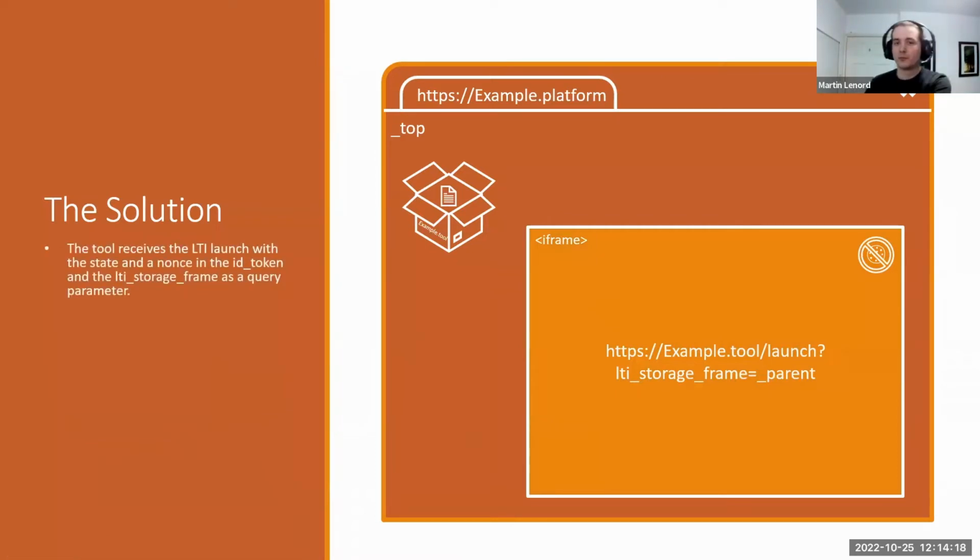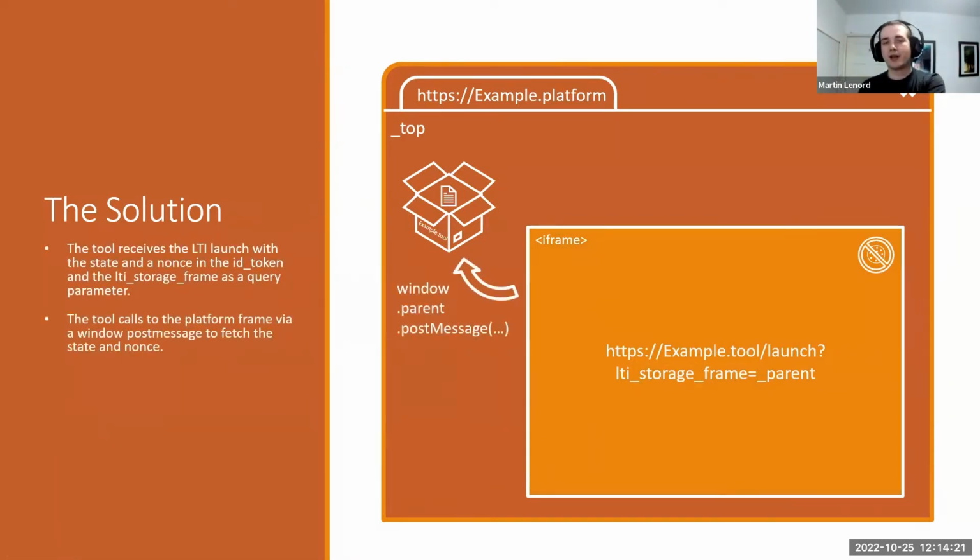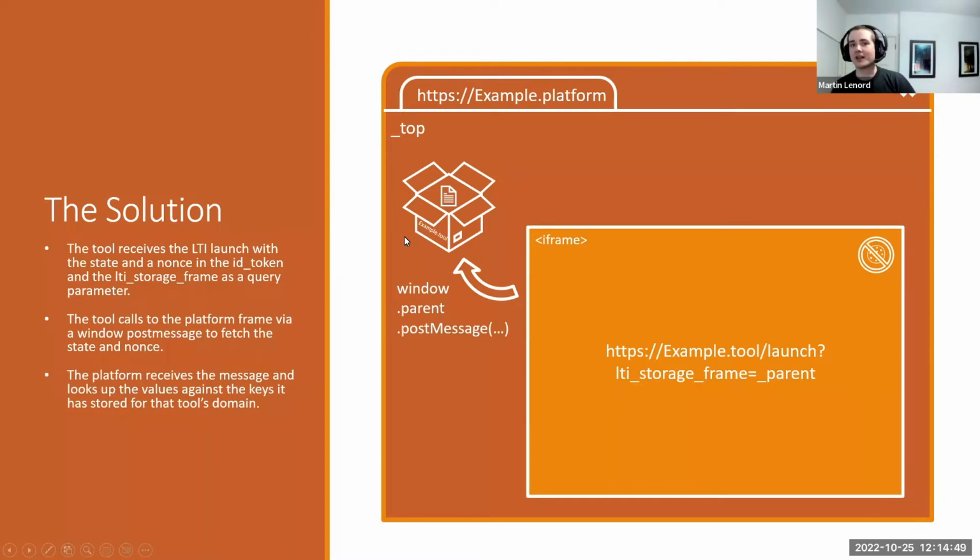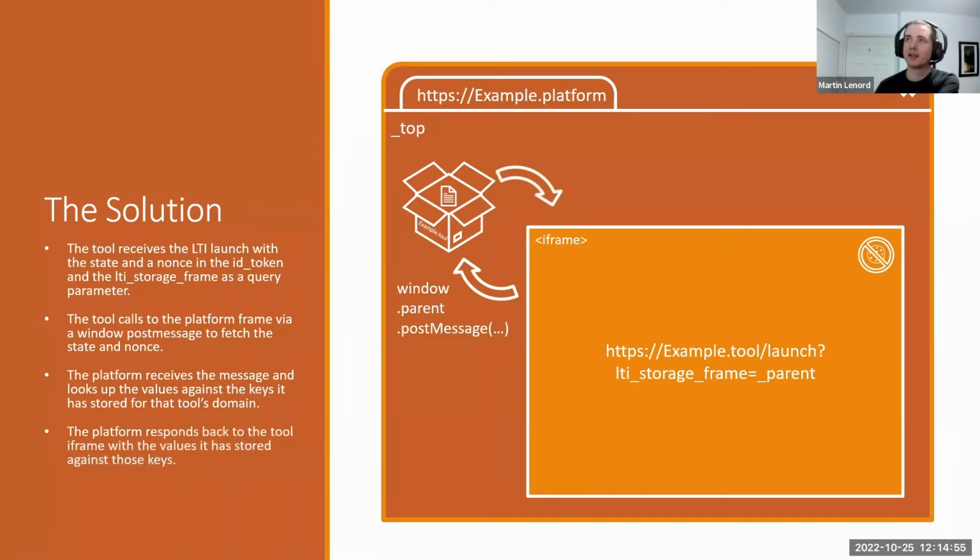So we've got a launch, it's got the LTI storage frame, and we're going to do the same that we did when we set the state and nonce into our little bit of storage, and instead we're going to pull it out. So we do another post message and say, I want to get some data. And then it will receive that and it will look up, hey, for this domain, which is example.tool, does it match? Do I have a key that matches that? And if so, what's the value? And then it will return that key and value back to the tool as a post message.